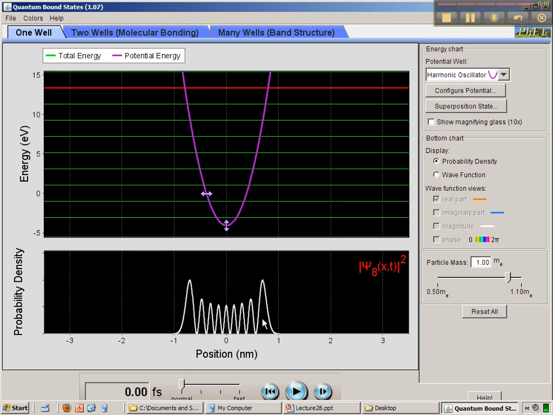Okay, so I'll post this on our website so that you can play with this a little bit more. And that concludes our discussion of the harmonic oscillator.